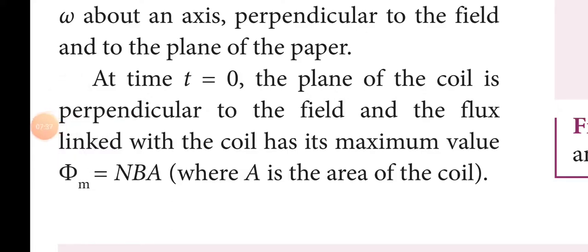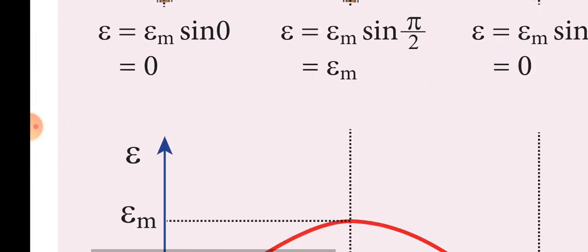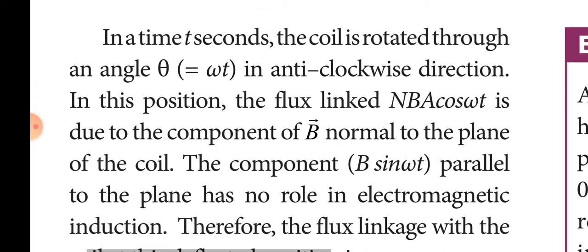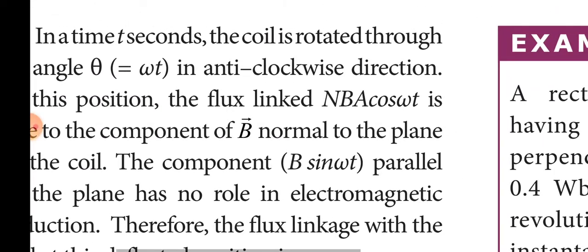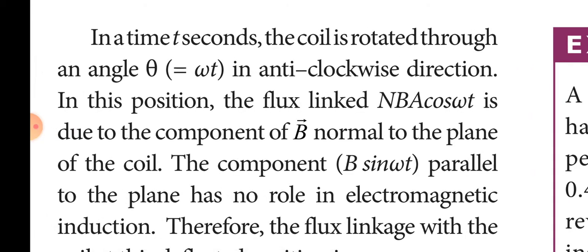At time t equals 0, the plane of the coil is perpendicular to the field. The flux linked with the coil is maximum. So the magnetic flux will be represented as NBA. So we get the flux linkage value of N phi B from the diagram.